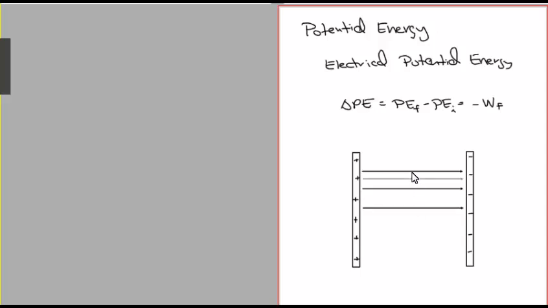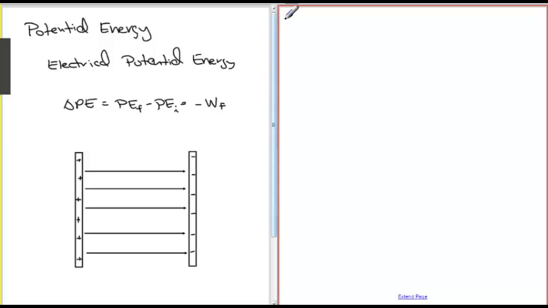So here's our electric field. And we're going to assume that it's uniform. So assume the electric field is uniform, which means constant in that space.